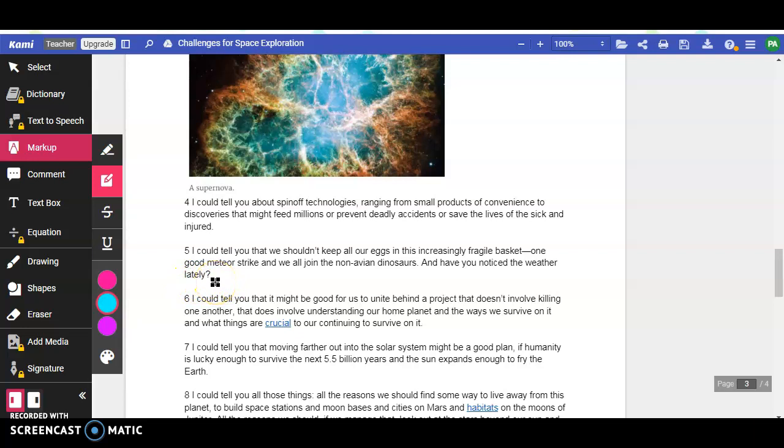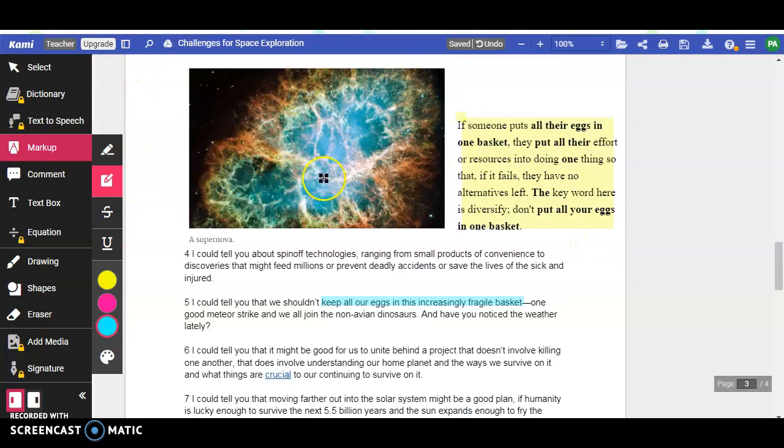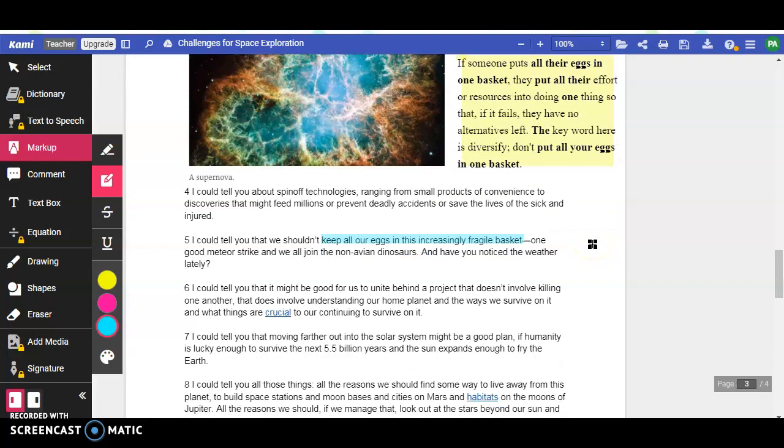This is a good place to stop and talk for just a second. The author uses this idiom about keeping all of our eggs in an increasingly fragile basket. She's referring to Earth. But to keep all of your eggs in one basket is an idiom. If someone puts their eggs all in one basket, then that means that they put their effort or their resources into doing just one thing. So if that one thing fails, then they don't have any alternatives. It's usually not a good idea to put all of your eggs in one basket.